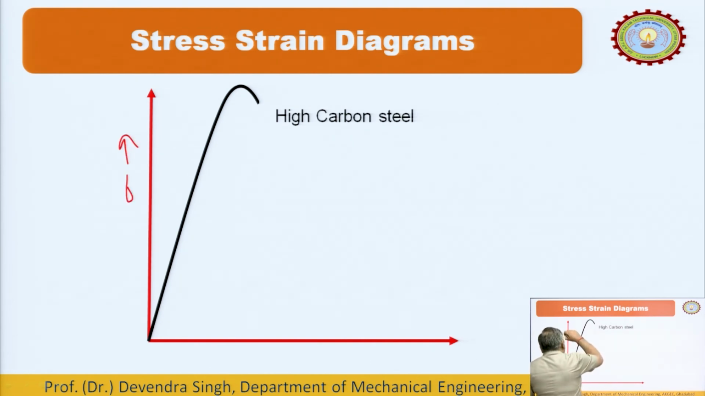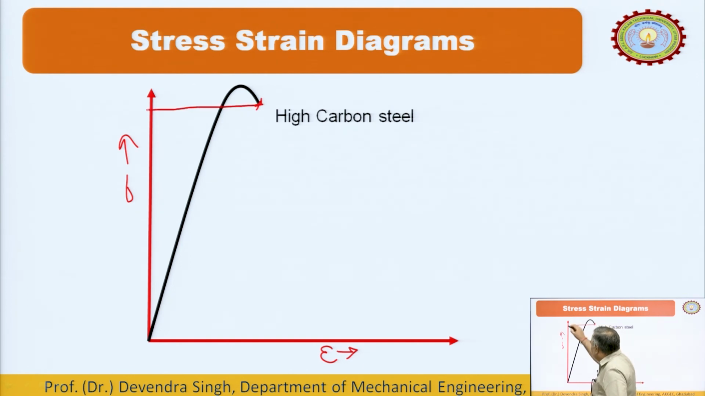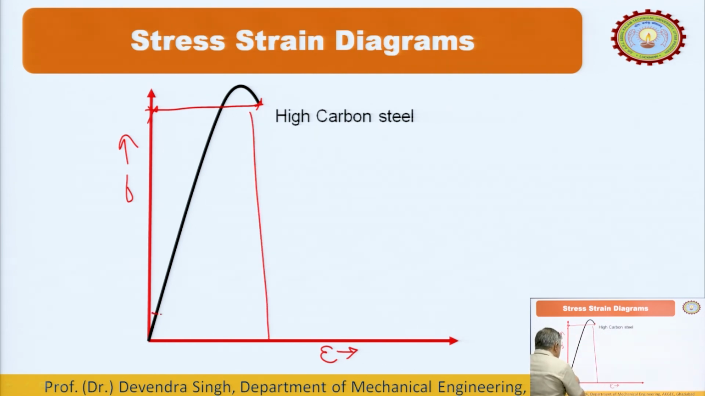Now, these are some steels we are going to discuss. This is again sigma and this is epsilon. So, this is high carbon steel. As we increase the carbon in the alloy steel, the brittleness increases, and here the material bears a high stress level, but the strain is small as compared to others.